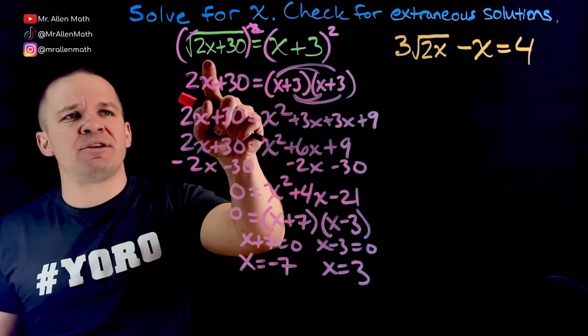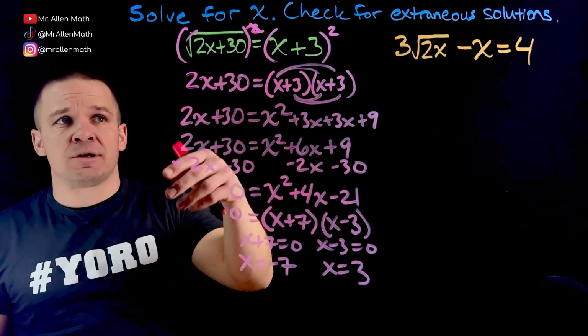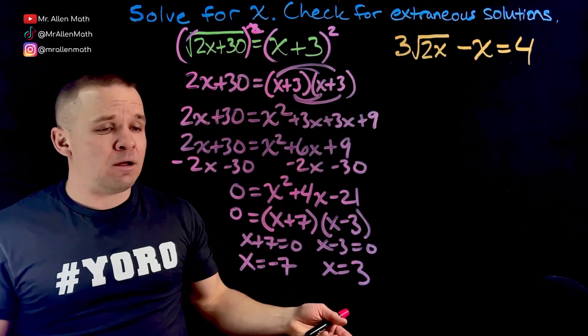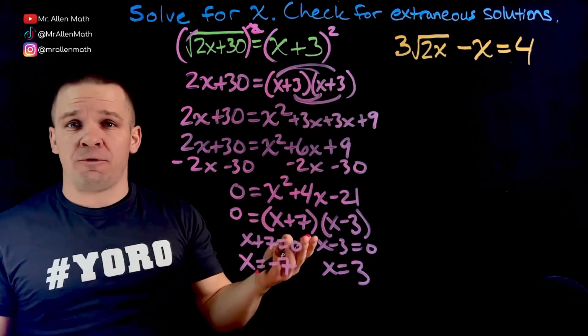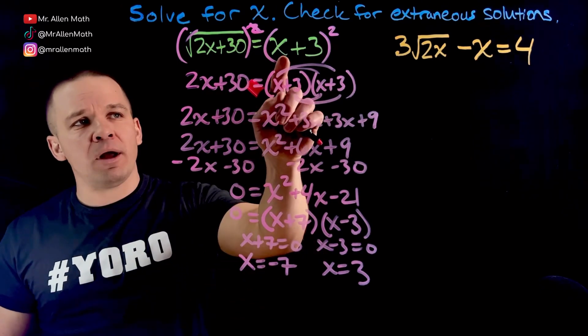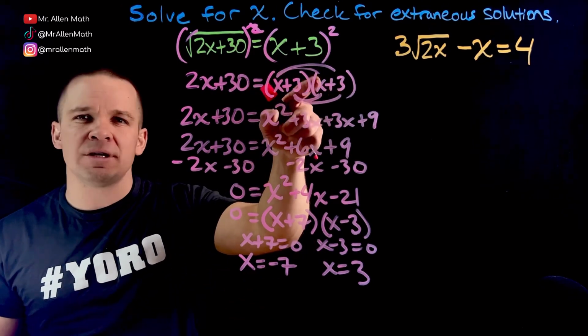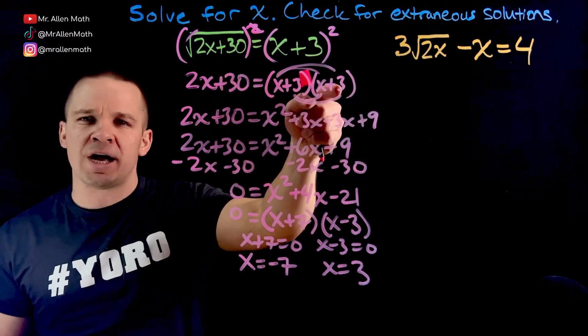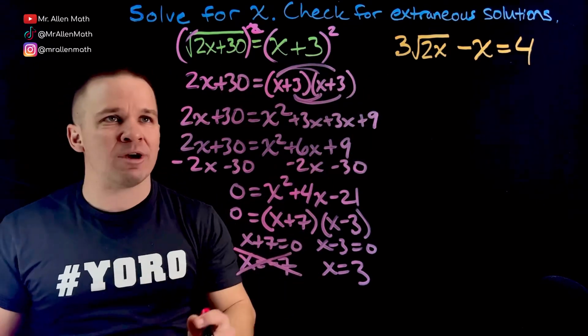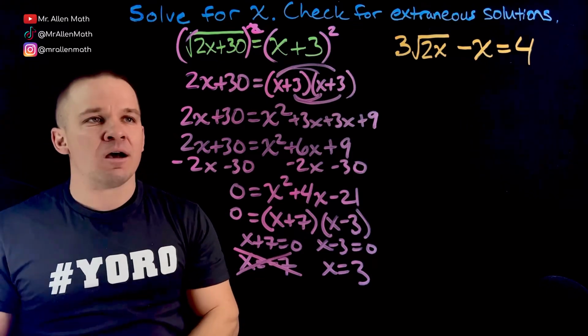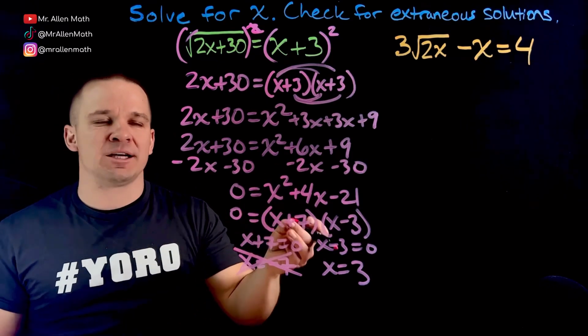If I plug negative 7 in here, I get negative 14 plus 30 is 16, okay? And then square root of 16 is 4. Cool, that's no big deal. But when I plug it in over here, I get negative 7 plus 3 is negative 4. Does 4 equal negative 4? No, it is an extraneous solution. All right, so it does not work in the original context of the problem.